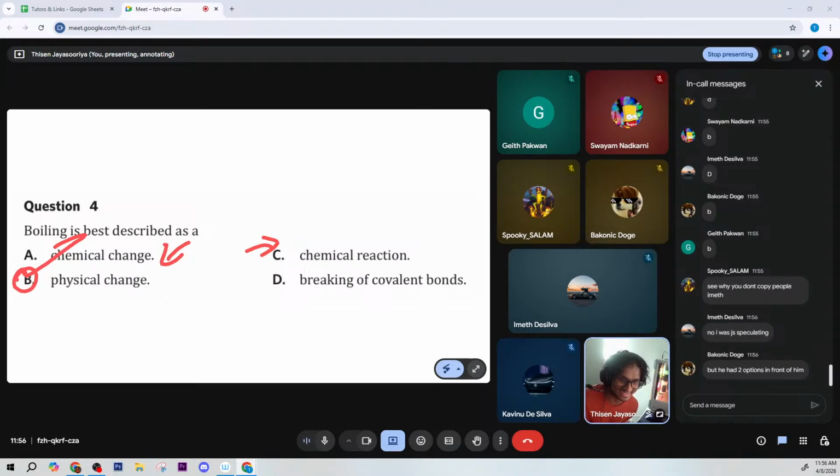I was just spectating. But he had two options in front of him.